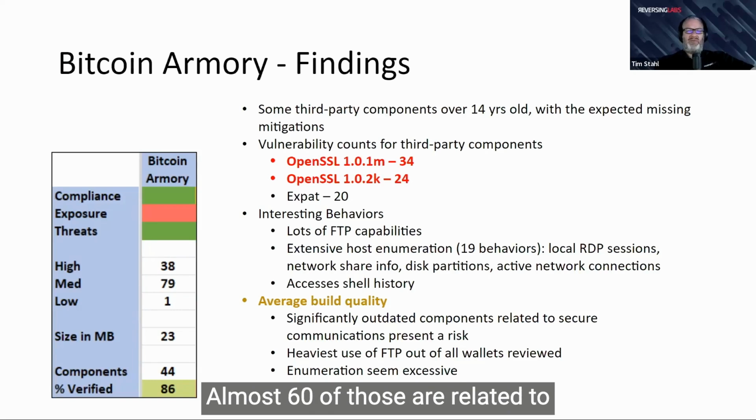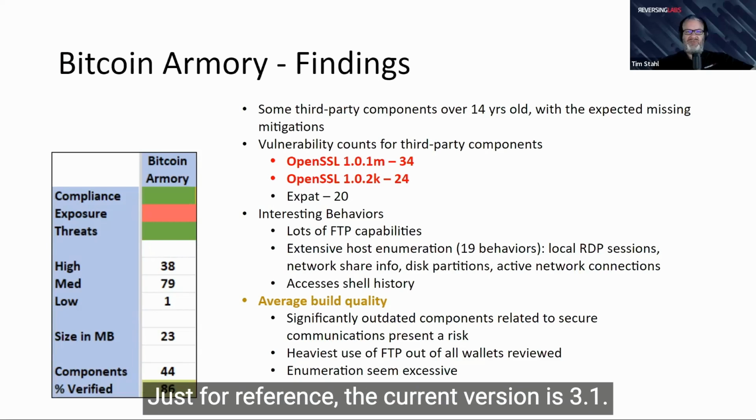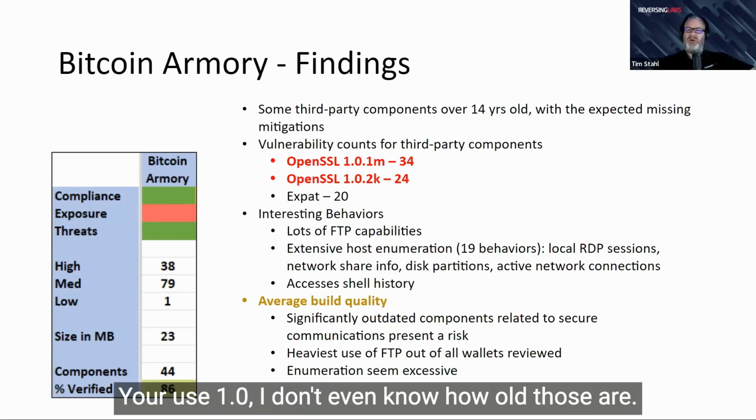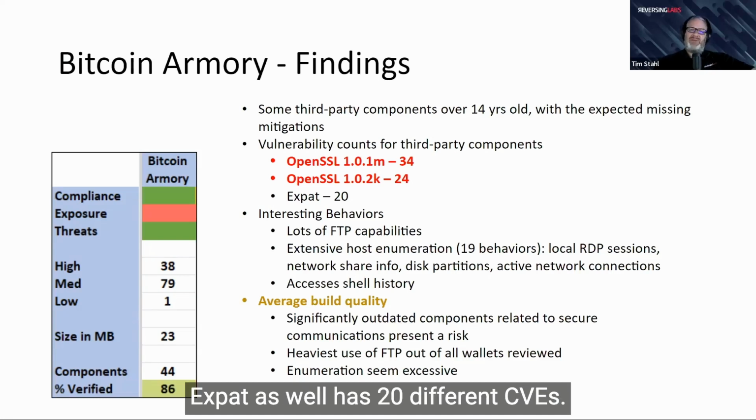Almost 60 of those are related to OpenSSL, 2 different aging versions. Just for reference, the current version is 3.1. You're using 1.0. I don't even know how old those are. XPAD as well has 20 different CVEs. You update all 3 of those and your numbers on the left drop to almost nil. This is just a common pattern you see when you're doing software analysis.